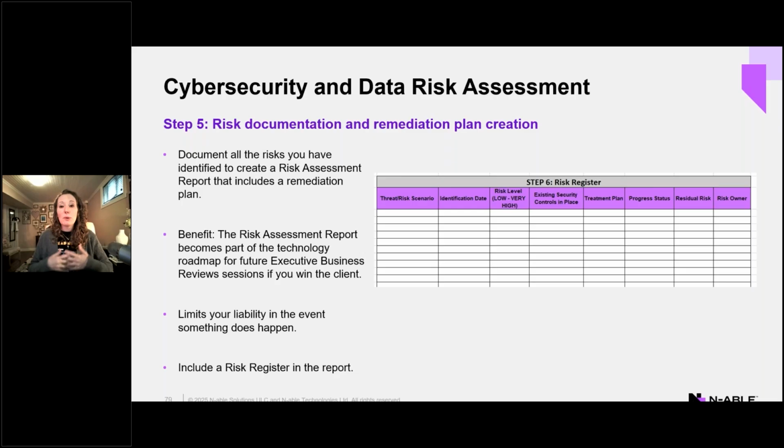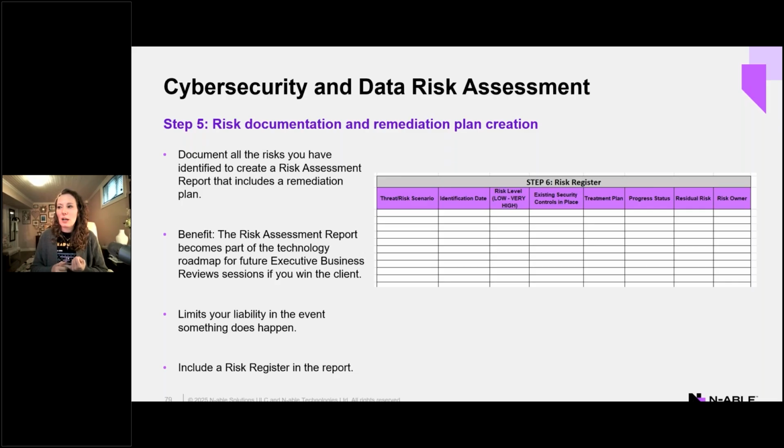But it is really important that every MSP have something like this in place with each of their customers, and that they are continually reviewing this at every review meeting. And when you're looking at creating your own risk report, basically what we're doing here is we're identifying every threat.